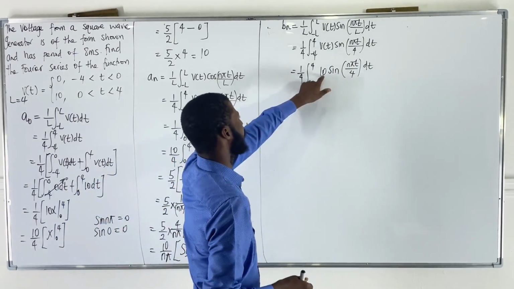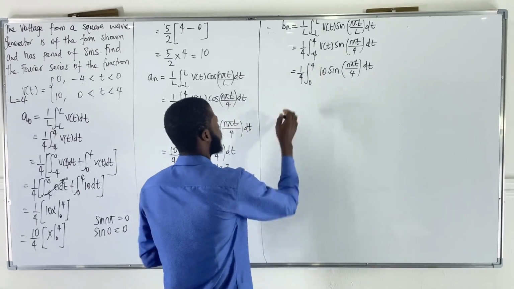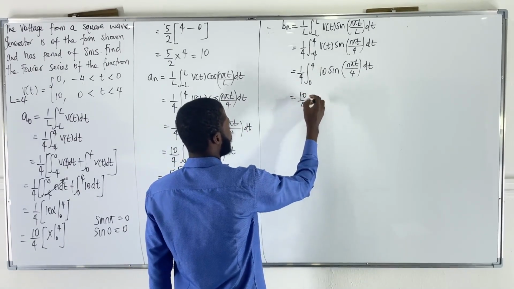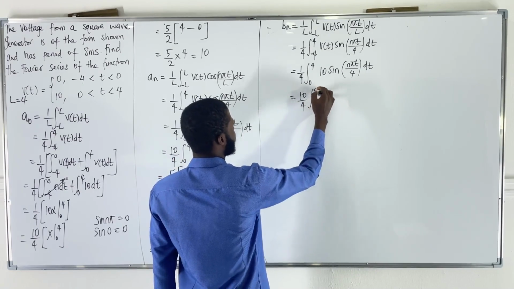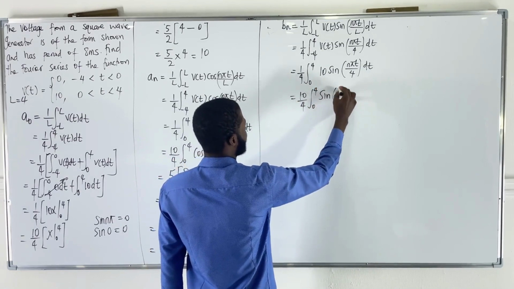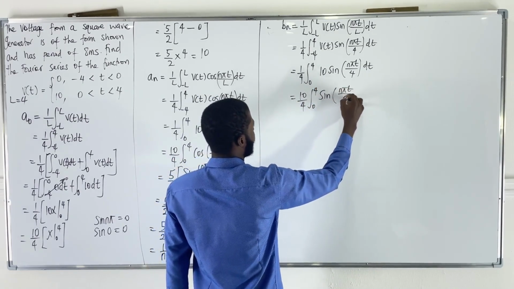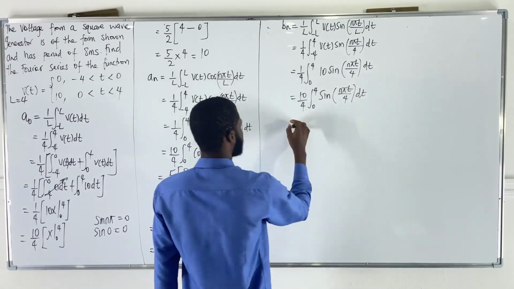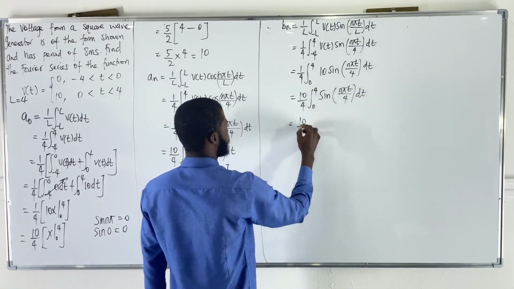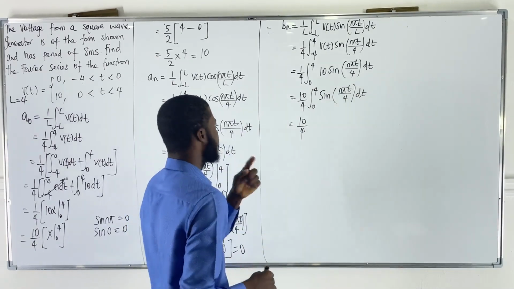So this 10, you want to bring it here. You want to bring the 10 outside. So this will be 10 over 4. Then we have the integral from 0 to 4 of sine(n pi t over 4) dt. Okay, I want to leave the 10 over 4 like that. So that's 10 over 4.